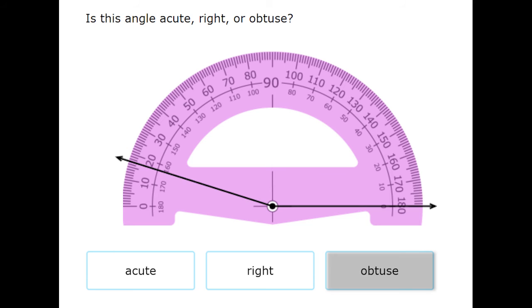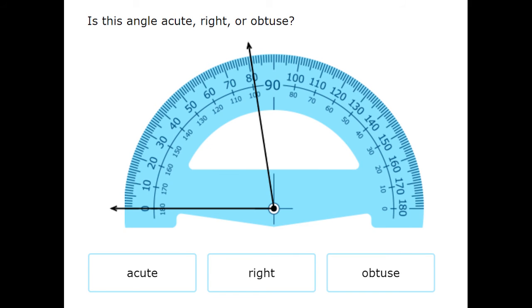Let's go to the next one. Is this angle acute, right, or obtuse? Is this angle less than 90 degrees? Is it exactly 90 degrees? Or is it more than 90 degrees but less than 180 degrees? It is acute. It is less than 90 degrees.